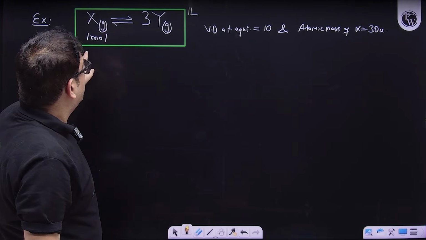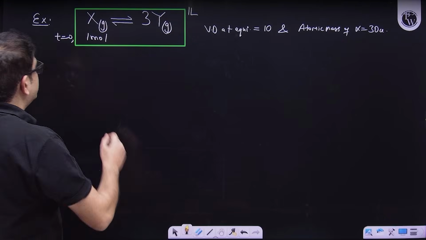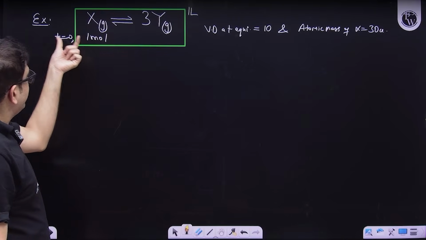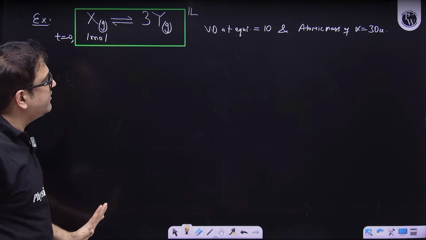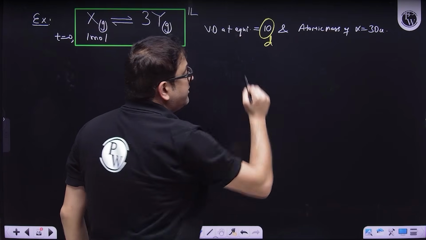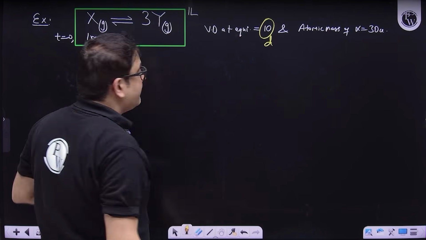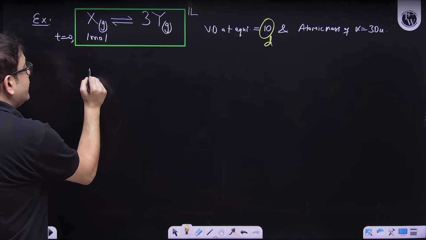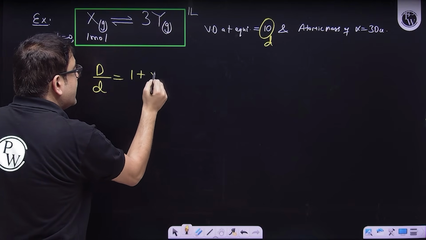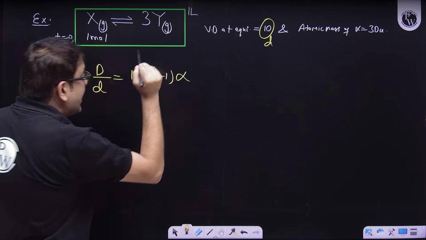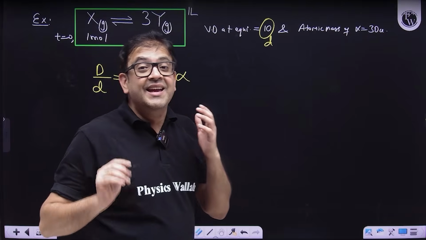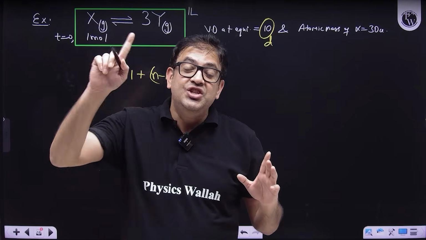Moving ahead, let us do a question for this. X is forming 3 moles of Y. Initially 1 mole of X is given. Vapor density at equilibrium is given, that is, the value of small d is given. Atomic mass of X is given. You know the formula: capital D upon small d is equal to 1 plus n minus 1 times alpha. Now, what is n over here, sir? 3. So, what is capital D, sir? It is the initial vapor density.